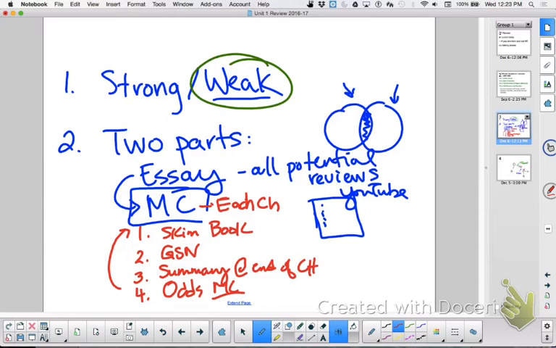How long would that take? To skim the book, any chapter, let's say the chapters on average are like 50 pages. I'm not reading everything. So how long do you think it would take you to skim a chapter? 5 minutes? 5 to 10? Okay.